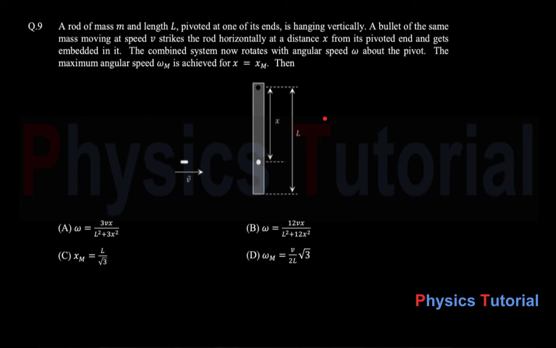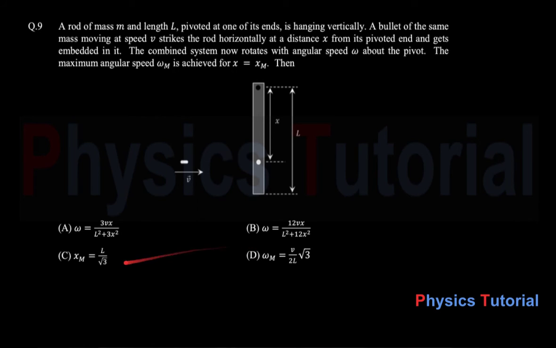So equating, you will find the final angular velocity, and then compare with the options given. When you get the angular velocity omega, you get one of the options A and B. Now go for C and D options.